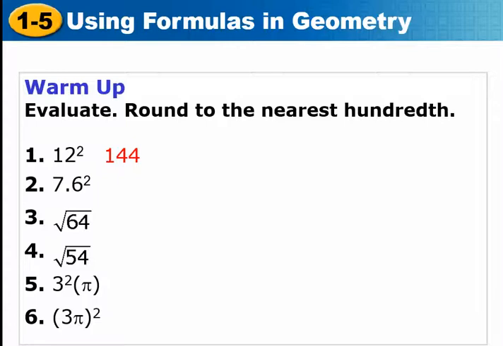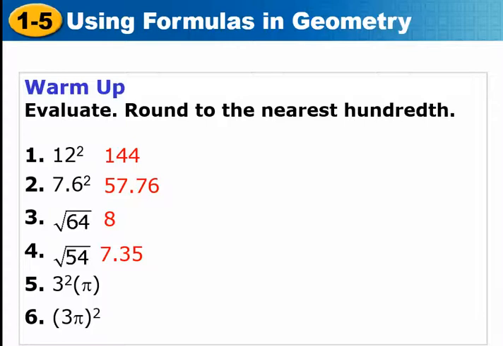Alright, number 1, 12 squared is 144, 12 times 12. Number 2, 7.6 squared is 57.76. Number 3, the square root of 64, that means what times what equals 64, of course, is 8. Number 4, the square root of 54, is approximately 7.35. That's if you don't simplify the root, if you just use your calculator.